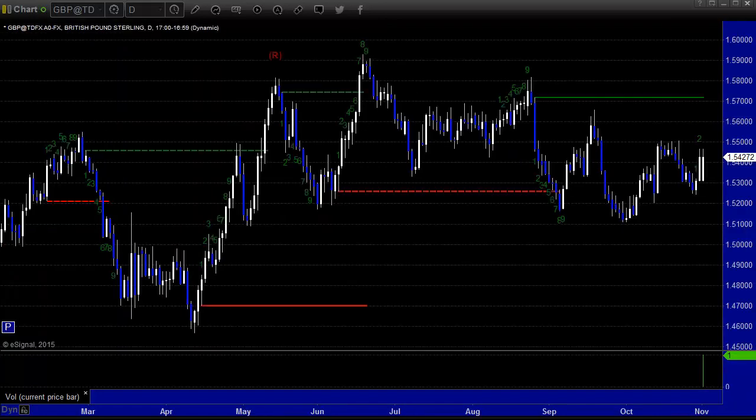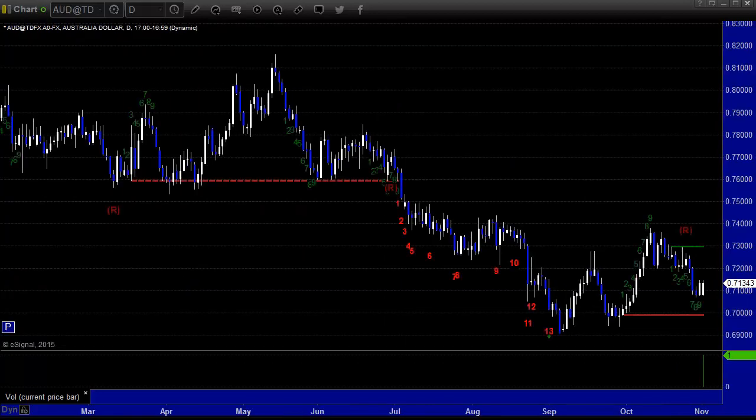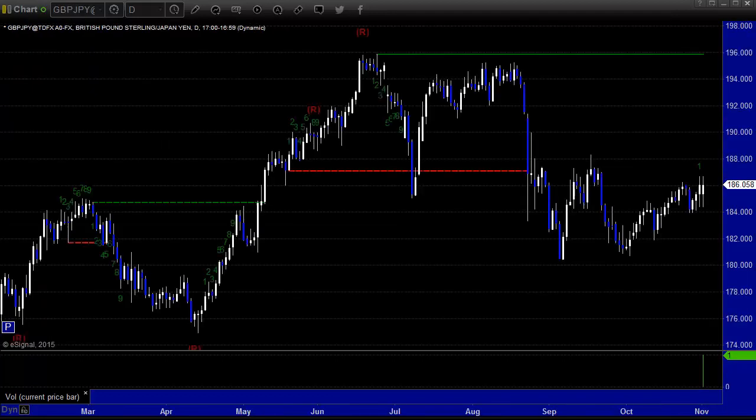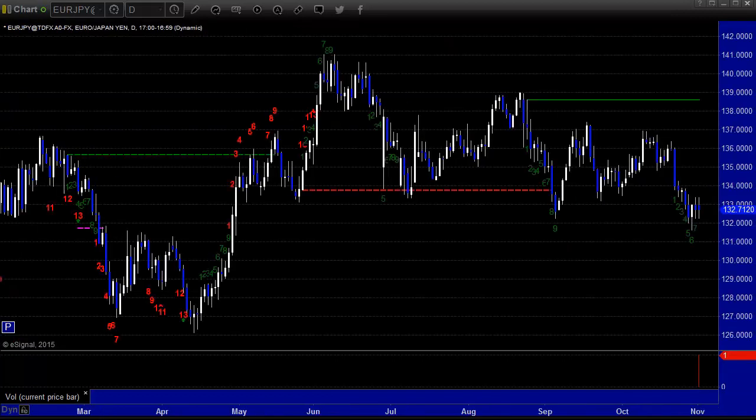Here's the pound dollar, also very flat the last, let's call it 6 months, basically been in a narrow 700 pip range for 6 months and not showing any signs of breaking that at the moment. Here's the Aussie dollar. You'll notice the green static trend line that's in place there from the new 9-bar startup phase. We almost got to the red static trend line below on the move down. Here's the pound yen, also been pretty flat. And here's the euro yen.